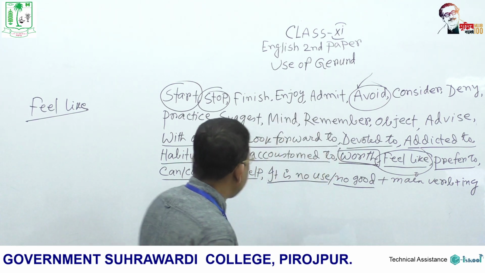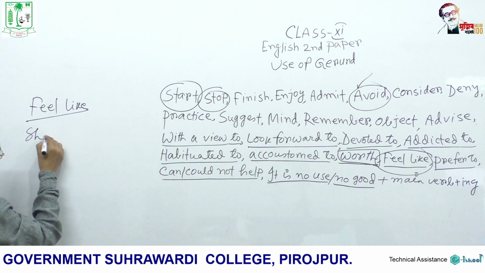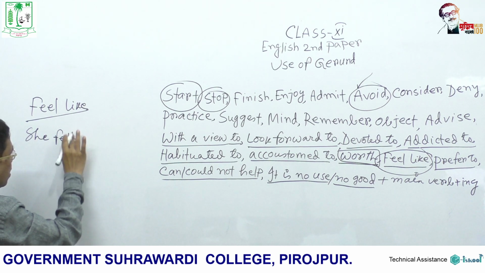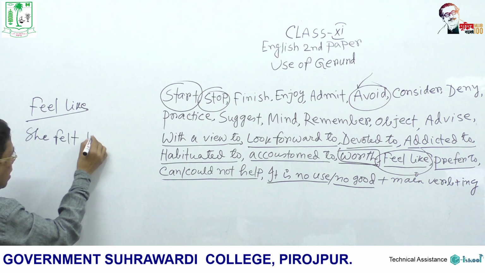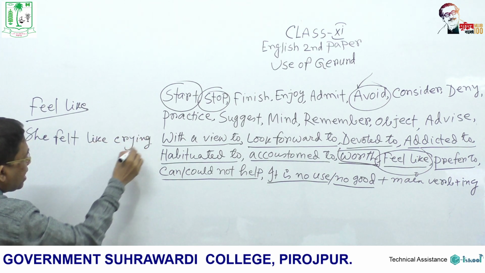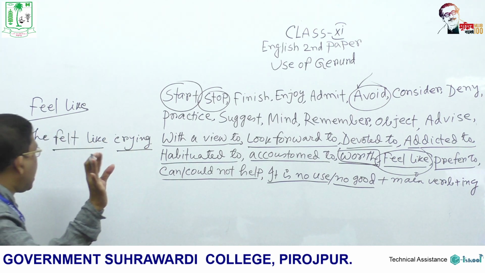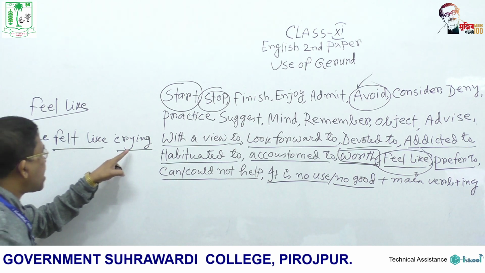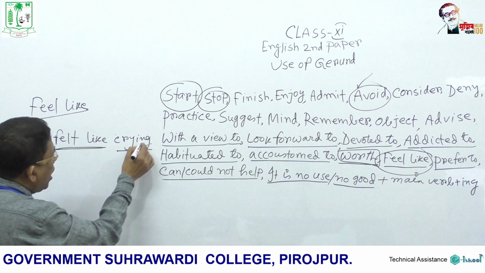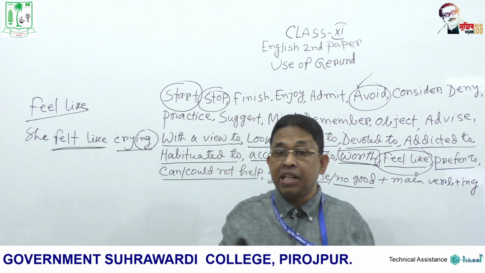Anyway, feel like, let me give the example. She felt like crying. Crying, you know, ing, felt like, the past form, as I have just said. She felt like crying. After feel like or felt like, we have to use the ing form. She felt like crying. Very interesting.